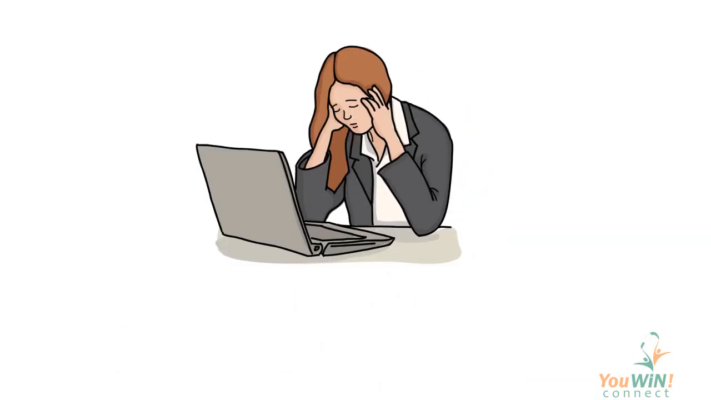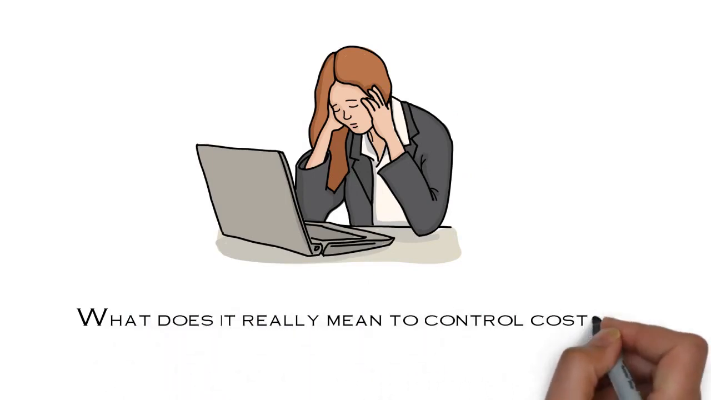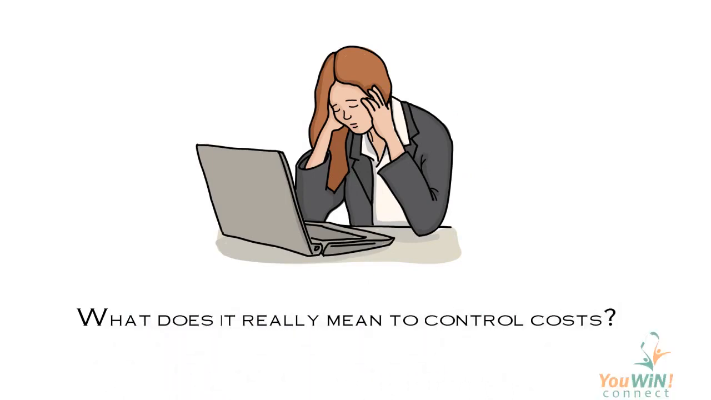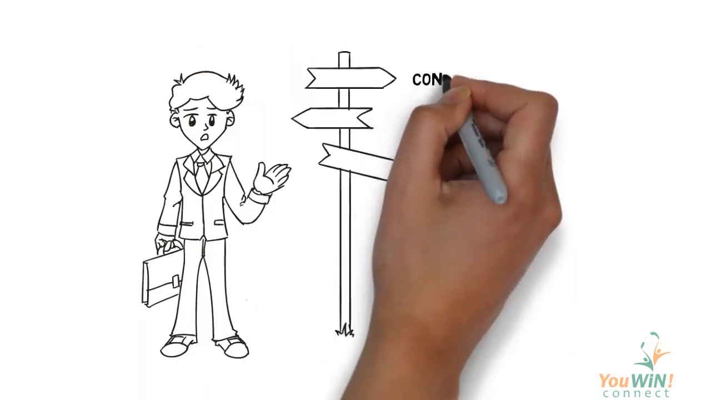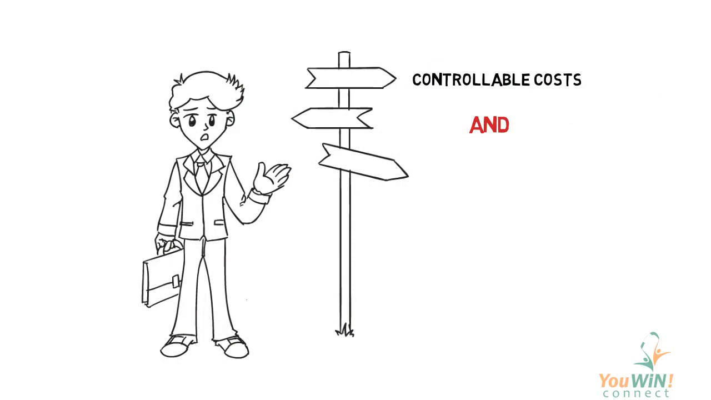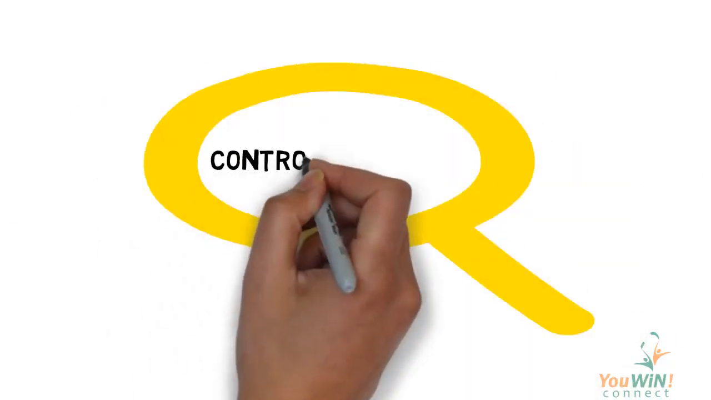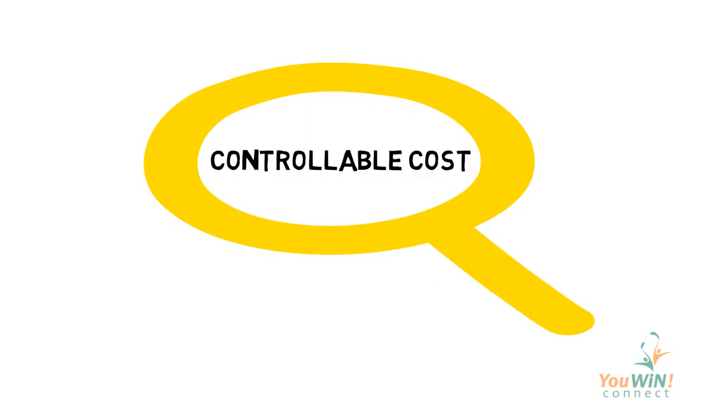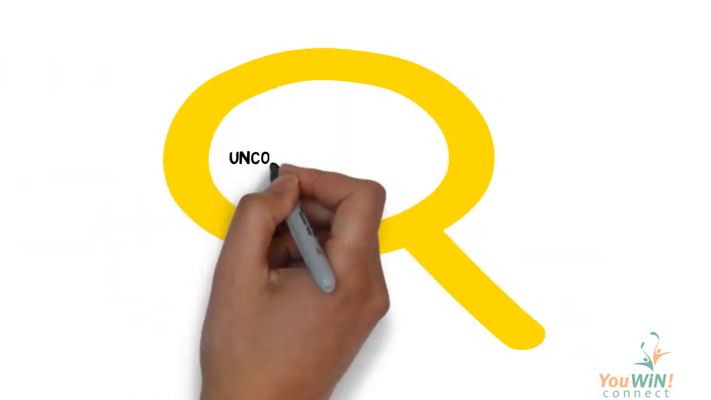This leads us to the second session. What does it really mean to control cost? In order to control cost, we must first identify controllable costs and uncontrollable costs. What do you do about controllable costs after you have identified them? We reduce them. What do you do about uncontrollable costs after you have identified them? You report them.